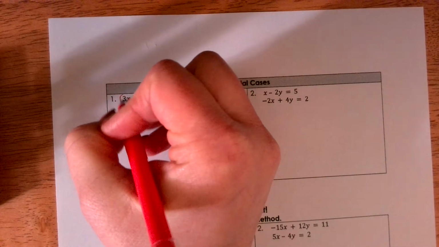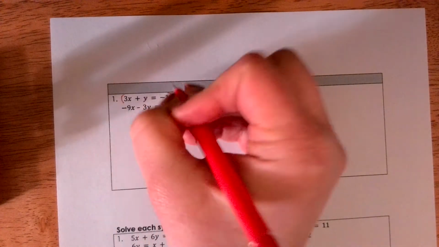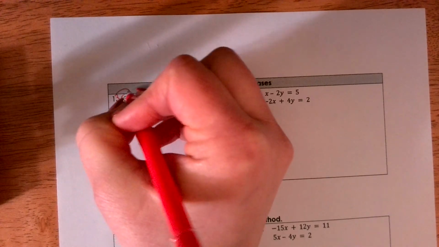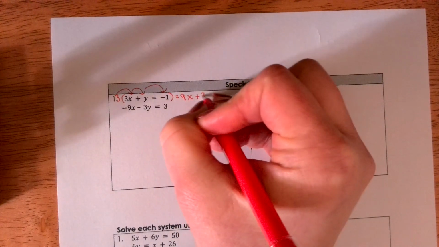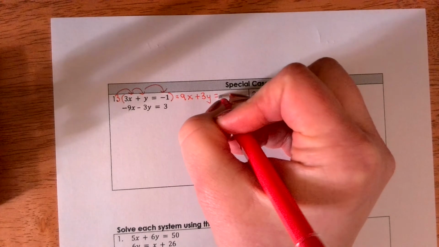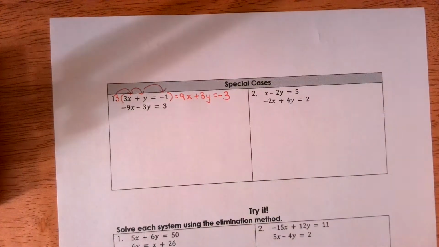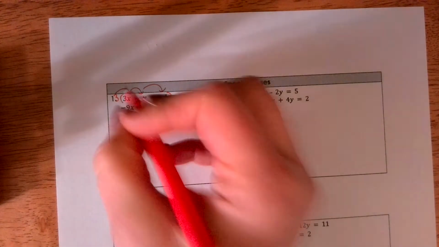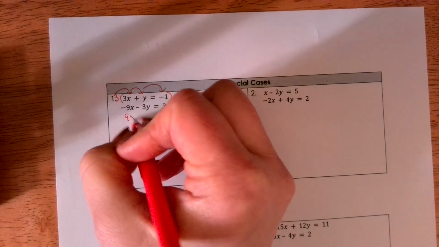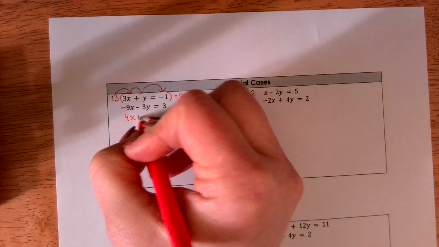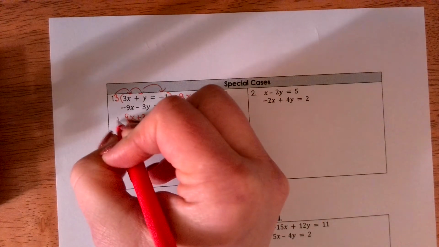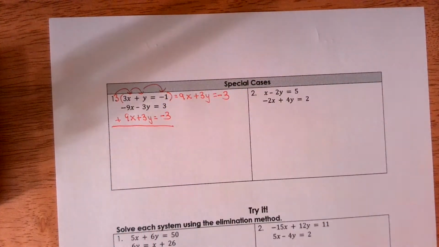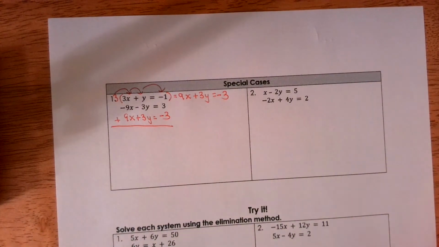So I'm going to multiply this equation by 3, distribute the 3 to all the terms, and that equals 9x plus 3y equals negative 3. Alrighty, now I'm going to bring this equation right under, line up my variables. 9x plus 3y equals negative 3. I'm going to add these two equations together. Let's see what we get.